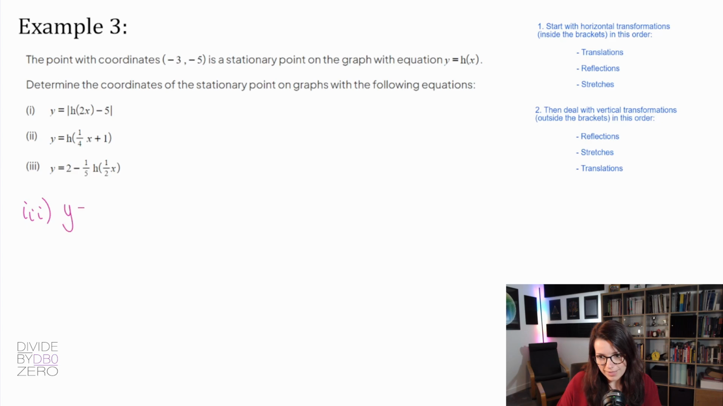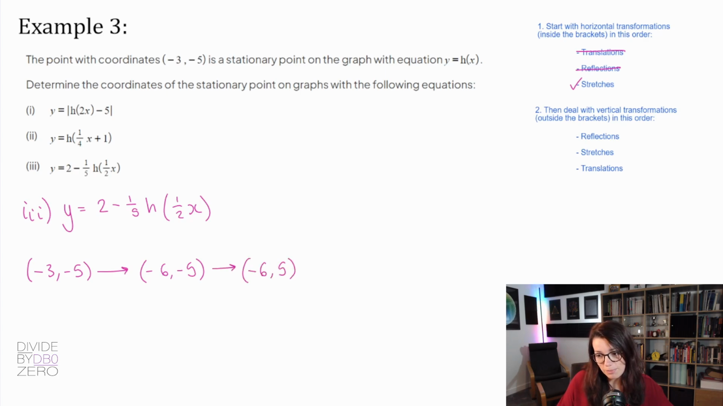Last one, y equals 2 minus a fifth h of a half x. So lots going on with this one. Again, let's start at minus 3, minus 5. No horizontal translations or reflections. We do have a horizontal stretch. That half means we're going to stretch by a scale factor of 2 in this direction. So let's do that first. Minus 6, minus 5. Vertically, we do have a reflection this time with that minus on the outside. So that will be minus 6, positive 5.